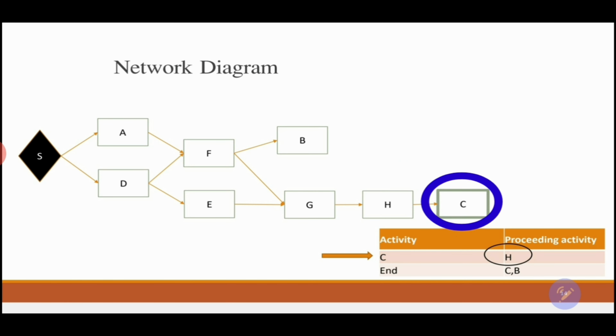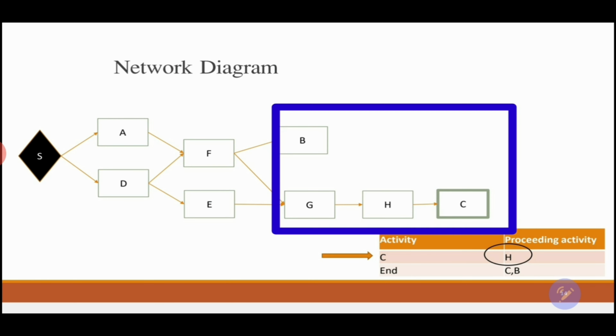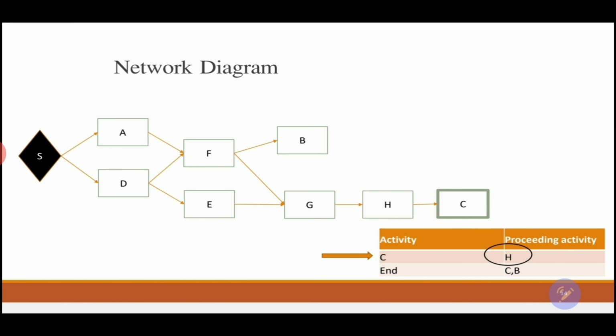And a very obvious quick observation is that activities G, H, and C are parallel activities to B, but G to H to C, they are considered to be sequential activities.